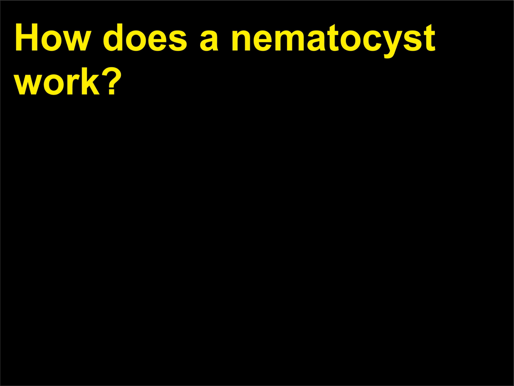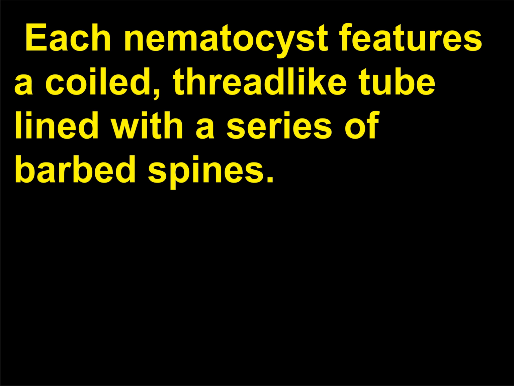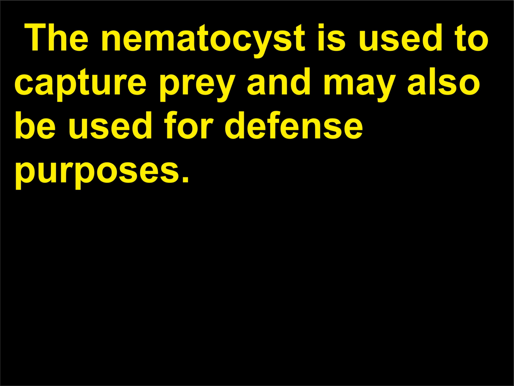How does a nematocyst work? A nematocyst is a specialized organelle found in all cnidarians. Each nematocyst features a coiled, thread-like tube lined with a series of barbed spines. The nematocyst is used to capture prey and may also be used for defense purposes.